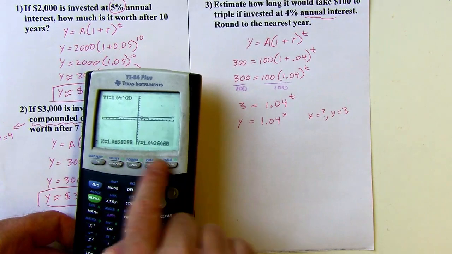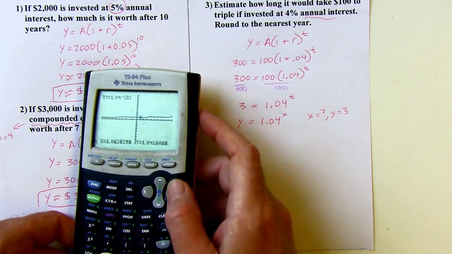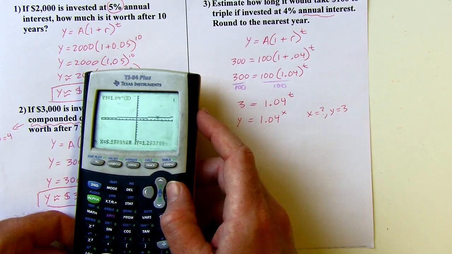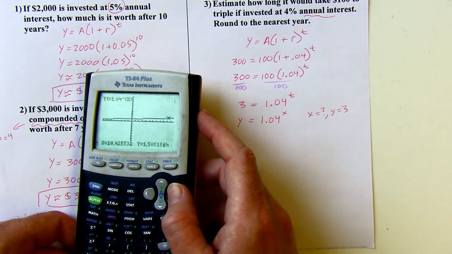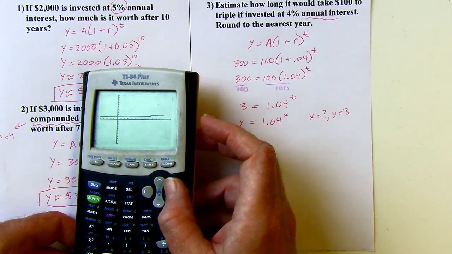So if I hit trace, my cursor is on the screen, and my cursor will stay stuck to that graph, and I can just scroll around left and right, and I'm looking for a y value of 3. So if I go to the right, I can see my y's are slowly going up, and I'm going to have to go off the screen a little bit, but that's okay. The calculator should scroll over. So I'm at 1.6 now.